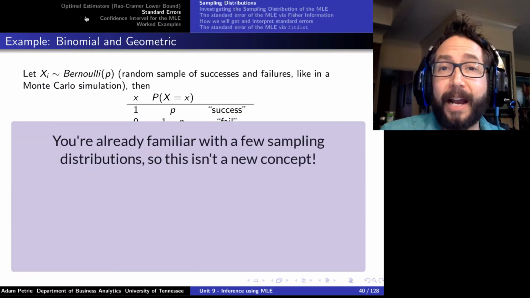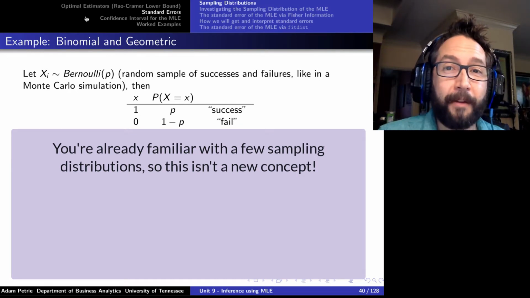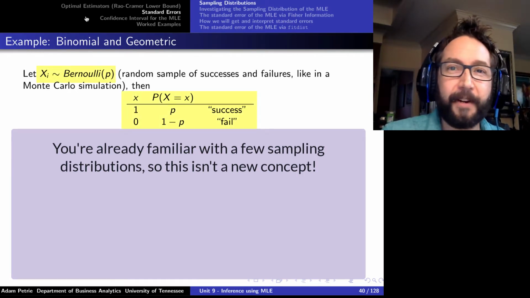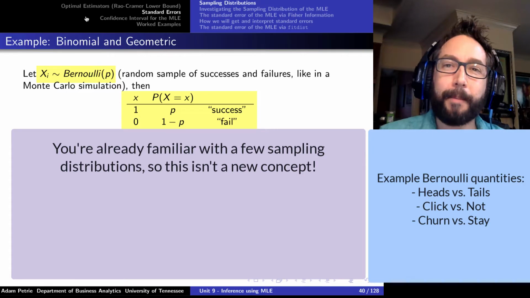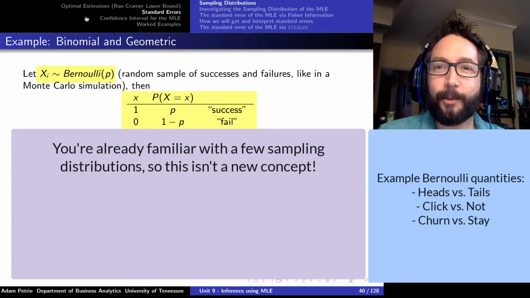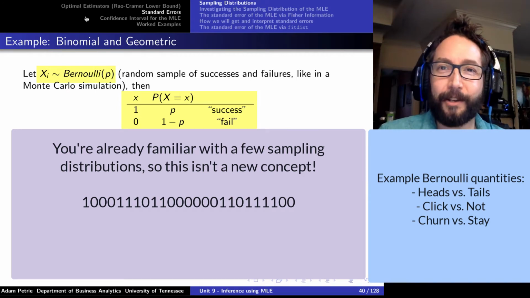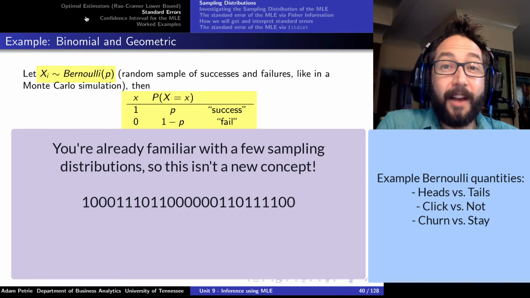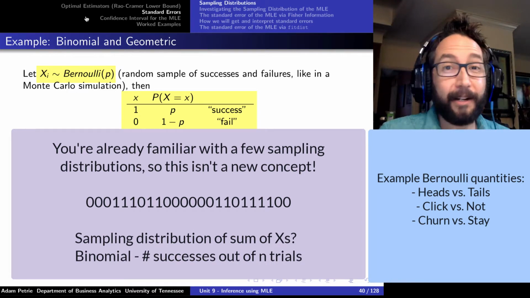Now, the good news is we're actually familiar with some sampling distributions already. We talked about the Bernoulli random variable, that very simple random variable that only has two outcomes, the success or failure, the 1 or a 0, with success probability p. And we've talked about what happens if we look at a sequence of Bernoulli trials. If we collect a whole bunch of successes and failures, x1, x2, x3, etc., a bunch of 1s and 0s, and then sum all of those 1s and 0s up, we get the PMF of a binomial distribution.